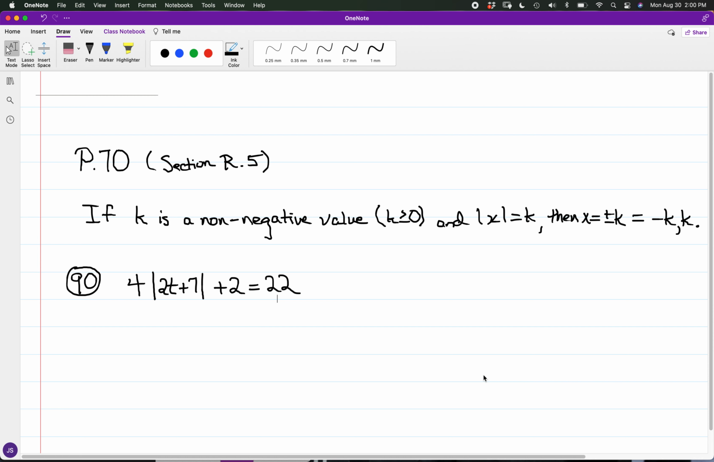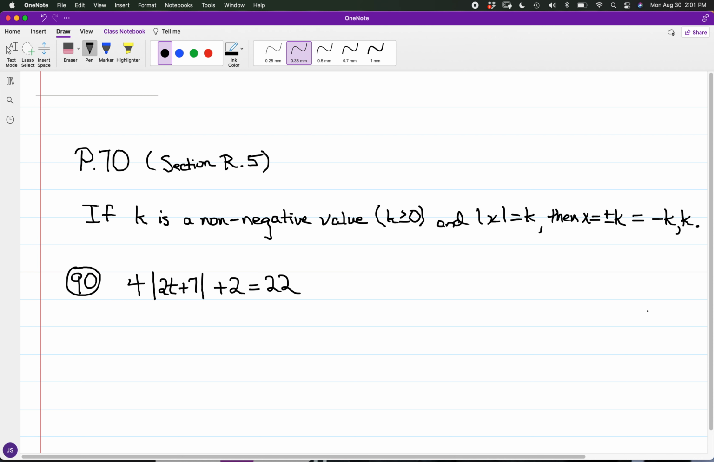Most recently, among the last topics we have delved into, we had to include absolute value equations, referencing section R5, from page 70. Absolute value is going to be a non-negative quantity, and where we have absolute value equations, we have the key fundamental: if you have a constant k that is non-negative, that is, 0 or higher, and the absolute value of x is equal to k, then x is equal to plus or minus k.